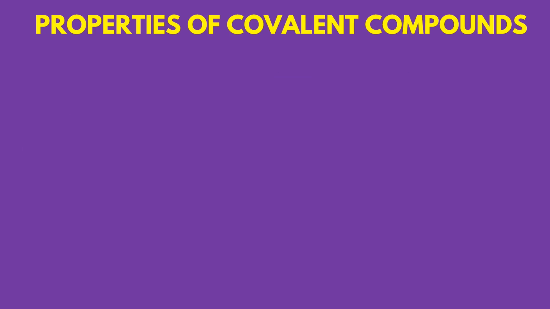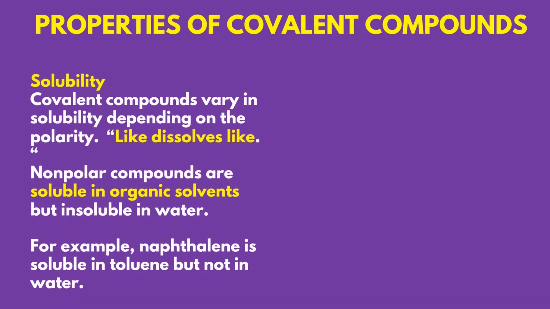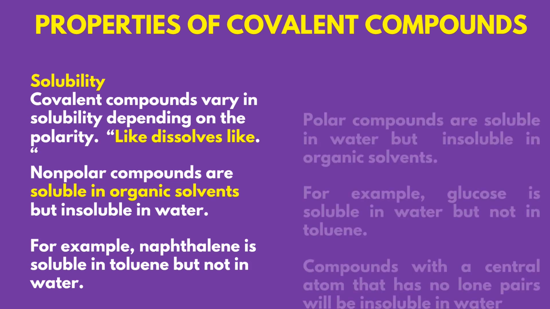The last property is solubility. Covalent compounds vary in solubility depending on the polarity, like dissolves like. Non-polar compounds are soluble in organic solvents but insoluble in water. For example, naphthalene is soluble in toluene but not in water.